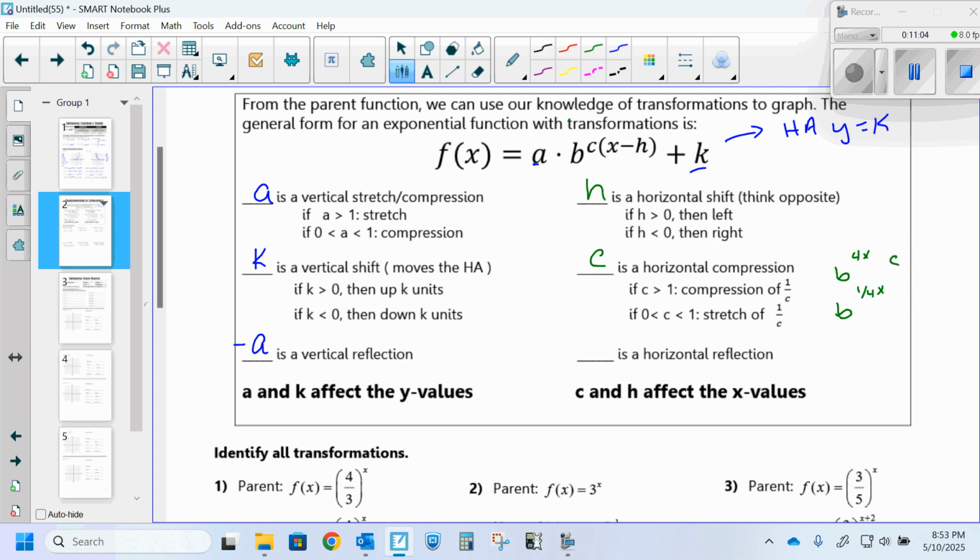So this is compression. I'm just giving you an example here. And this is going to be a stretch of 4. Okay, and then if C is negative, you have a horizontal reflection. That's going to change a growth to a decay function or vice versa. It's flipping over the y-axis. All right, so those affect the x values. The a and the k affect the y values, and that should be familiar.